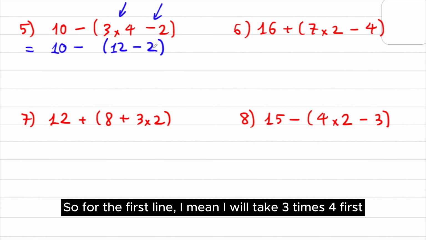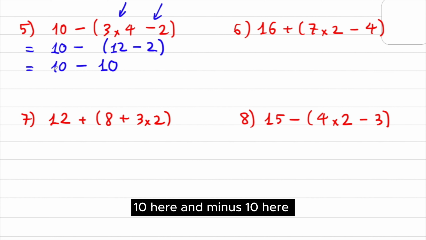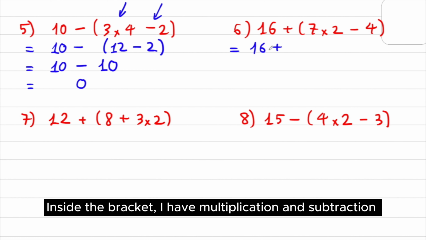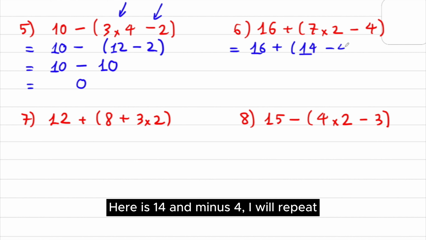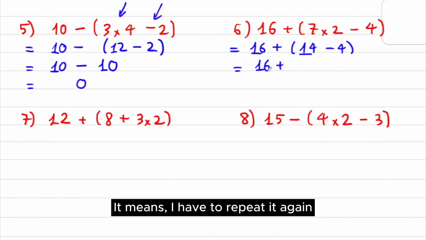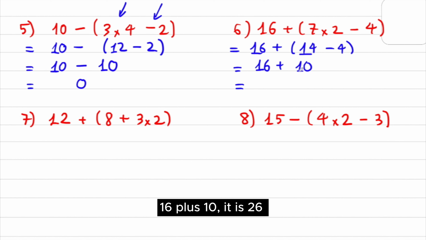So for the first line, I will take 3 times 4 first. And then you got, inside the bracket, we have only one operation, 12 minus 2, 10 here, minus 10 here, and then only one operation right now, and 10 minus 10, you got 0. Question 6, outside the bracket, I keep it unchanged. Inside the bracket, I have multiplication and subtraction. It means I have to take the multiplication first. Here is 14 and minus 4, I will repeat. After that, you got 16 still outside the bracket. It means I have to repeat it again. And 14 minus 4, you got 10. 16 plus 10 is 26.